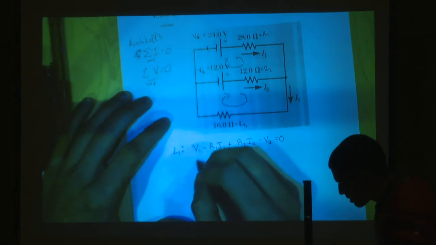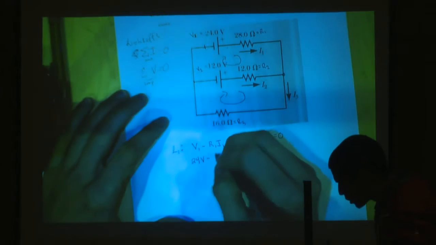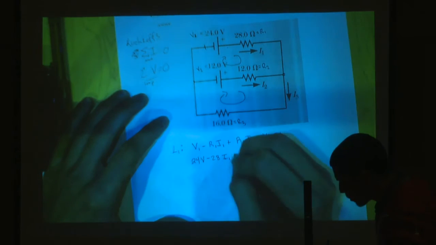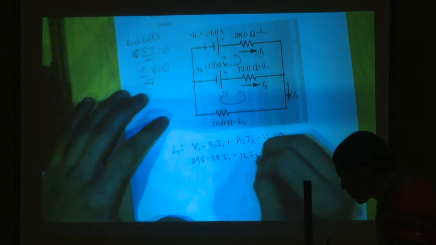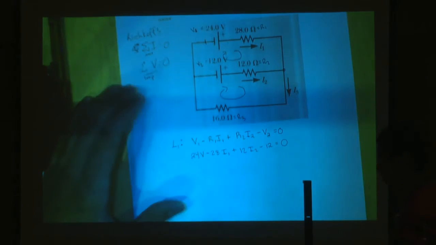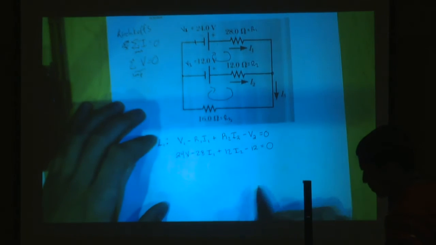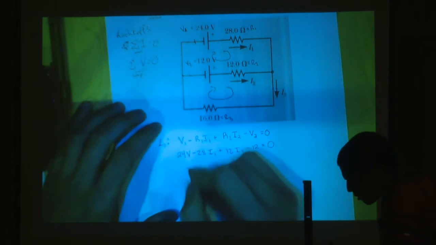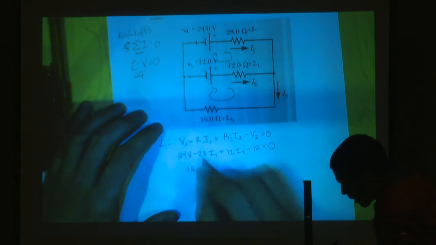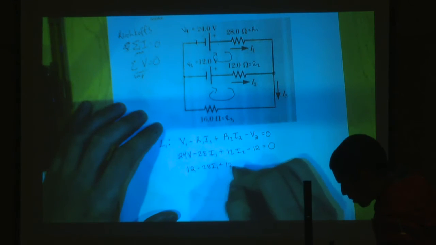So we'll see V1 is equal to 24 volts minus R1, which is 28, times I1 plus R2, which is 12, times I2 minus 12 volts. And we're looking for current 1, 2, and 3 because we want to find the current in each of the resistors. Simplifying this, we have 24 minus 12, which is just 12. Thus, we have 12 minus 28 I1 plus 12 I2 equals 0.